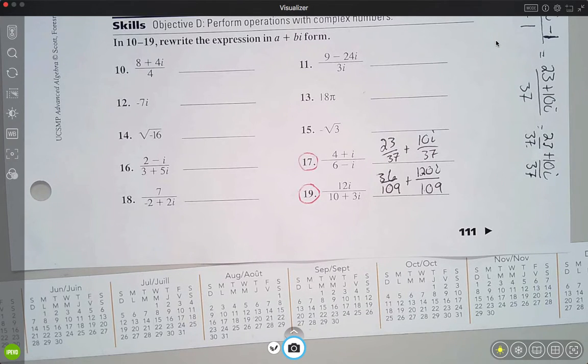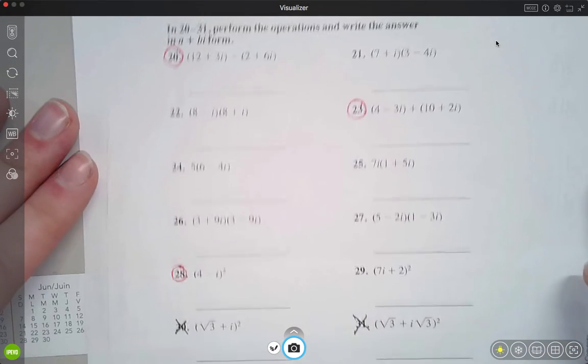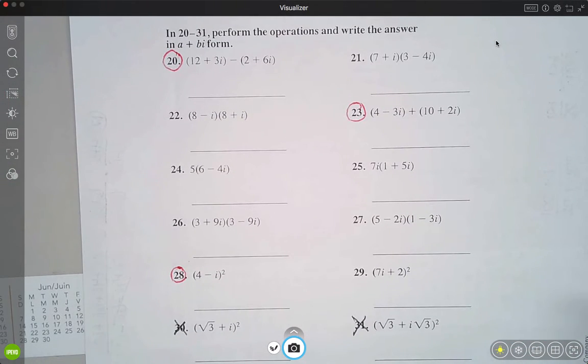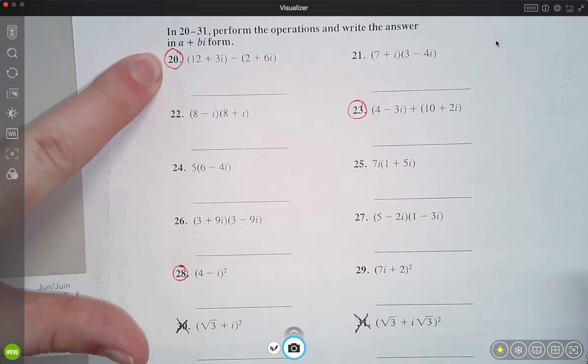Next, I am going to move to the back here. There are 3 problems on the back here that I want to do. We just tackled a couple division problems. I also thought we should look at some addition, subtraction, and multiplication. So, first one I'm going to look at is number 20. This is the only subtraction one on this page.